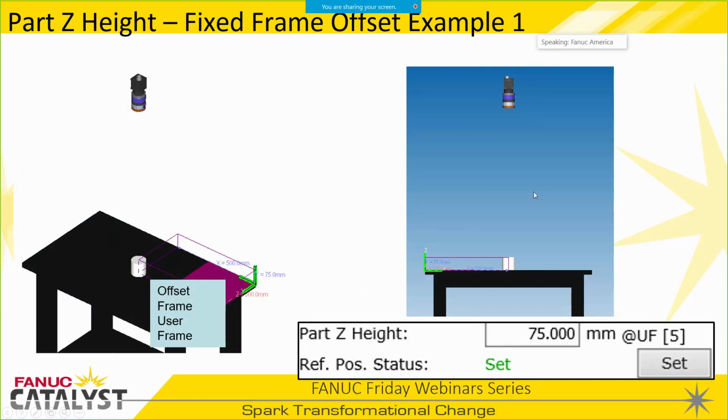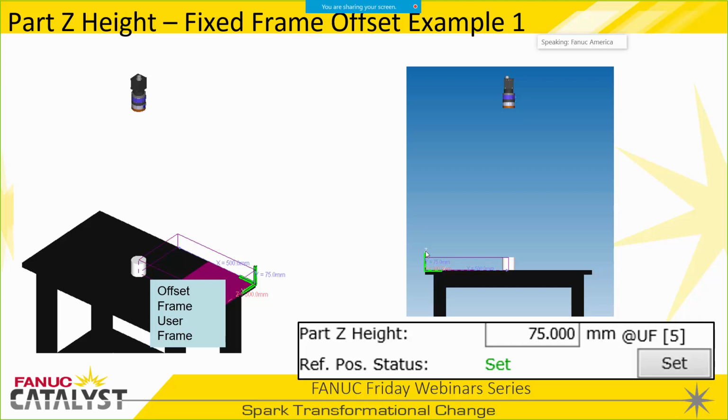So I got a few examples here just to illustrate exactly what it is. Here's our offset frame at the top of the table. Here's our camera looking down at it. So in this case, the correct part Z height is 75 millimeters, which just happens to be the length of this cylinder that we're looking at. If our offset frame was up here for some reason, then our part Z height would be negative 75, maybe, right? The offset frame needs to represent the XY plane that the part's moving around in.